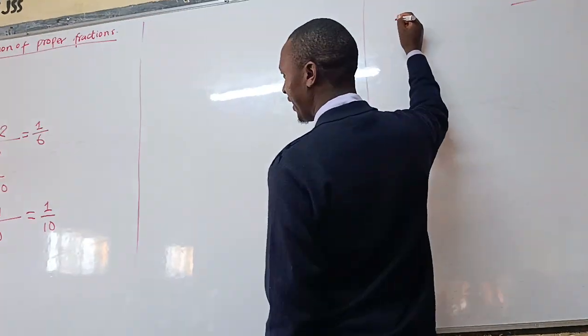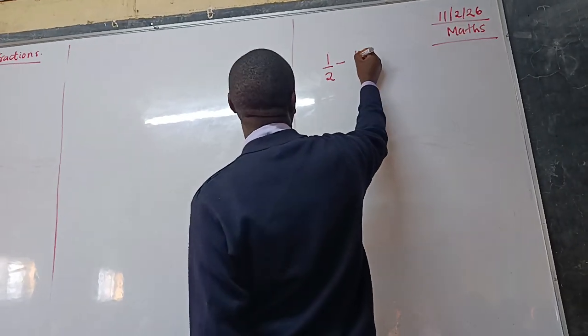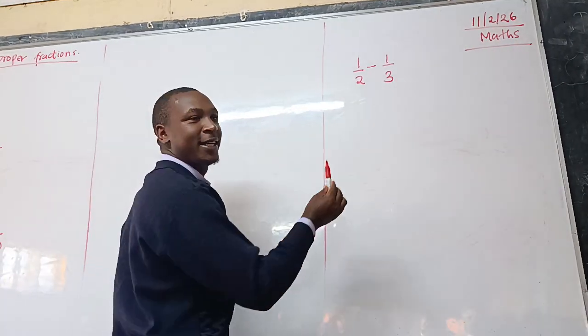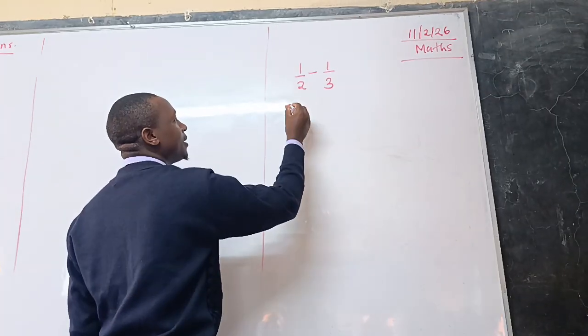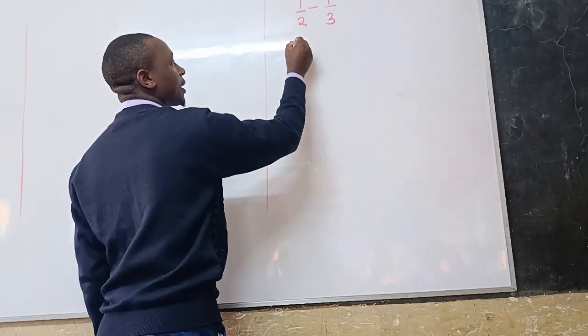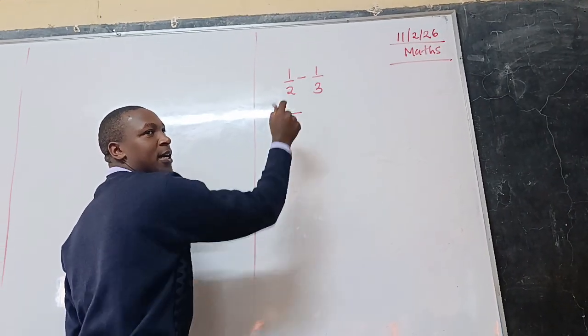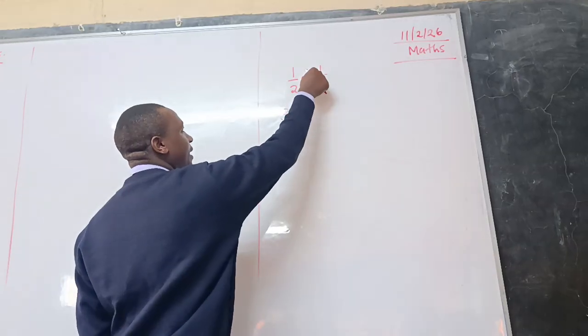Yes. 1 over 2 minus 1 over 3. Tulisema namna gani? Tulisema unachukua this times this. Sivyo? Yes. This times this. What is 3 times 1? 3. Minus. Today is a minus. Alright? Yes. The other time it was what? Plus.